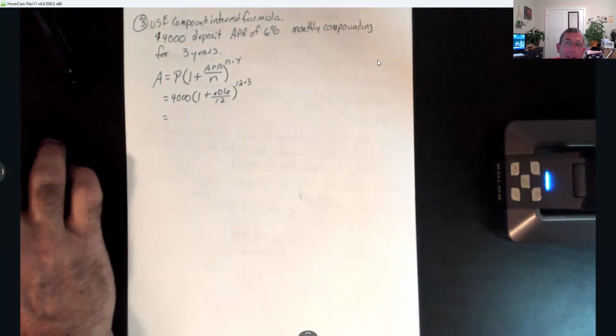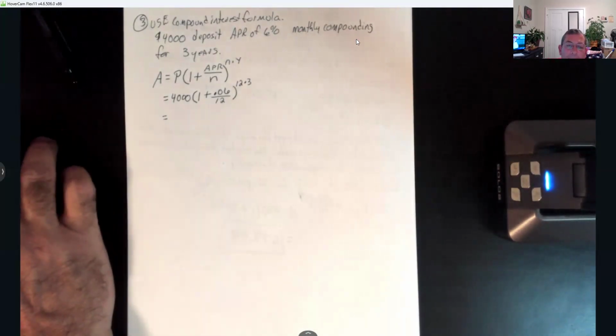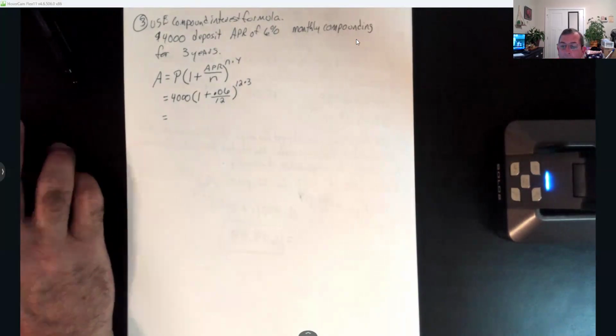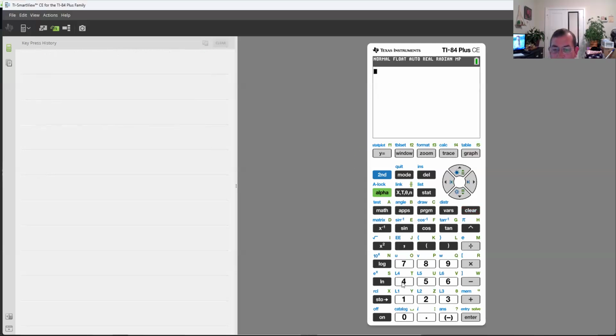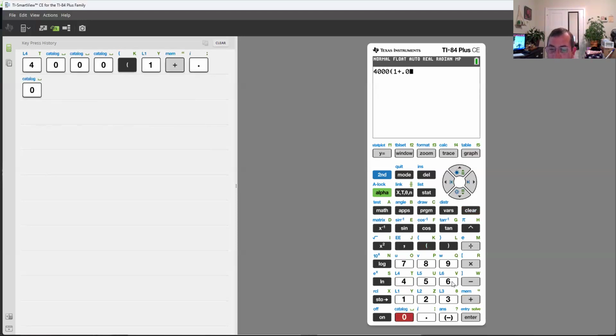So we basically go plug this into our calculator now. So let me clear everything off. So I got 4,000. Now realize, since this is an investment, you should end up with more money than you're starting with on these, okay? All right, y'all, 1 plus 0.06 divided by that 12. Close parentheses and use the arrow up for our exponent, which was 12 times 3.